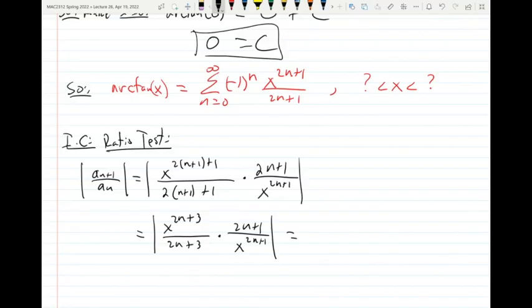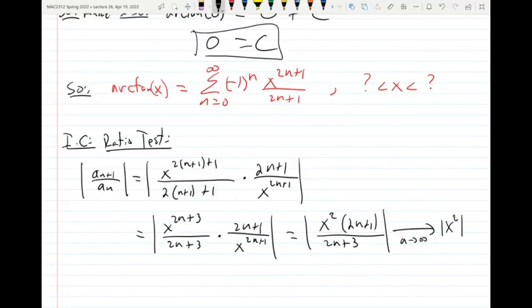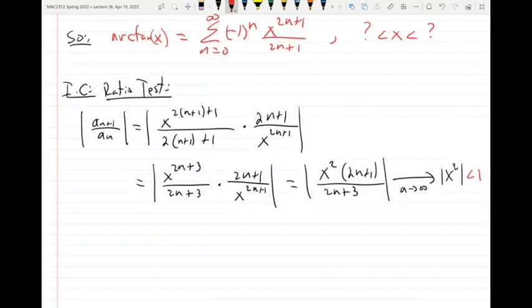So when we simplify, there will be an x squared left over on top, right? Because there are 2 more x's. So we're going to get the absolute value of x squared times (2n+1) over (2n+3). And now we take the limit as n approaches infinity. What happens to this part? It becomes 1 times x squared, right? So we get the absolute value of x squared. And then remember, we need to have this less than 1, which is the same thing as saying that the absolute value of x has to be less than 1.